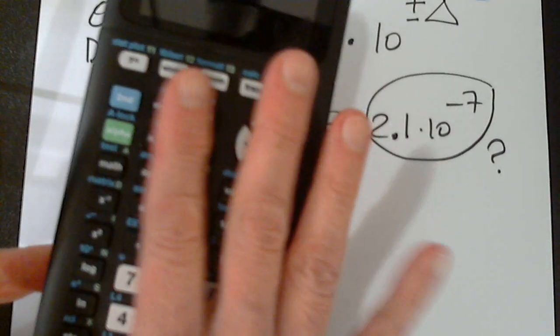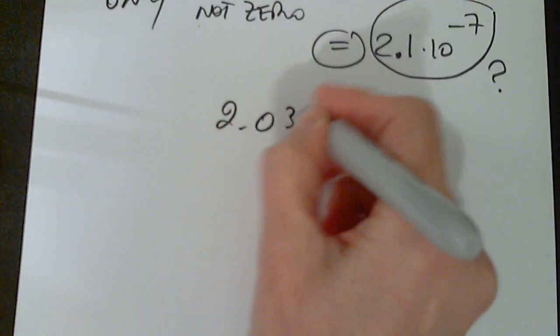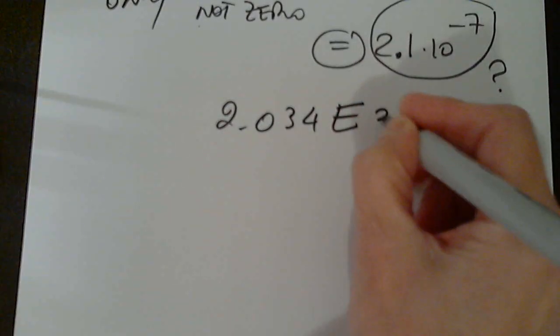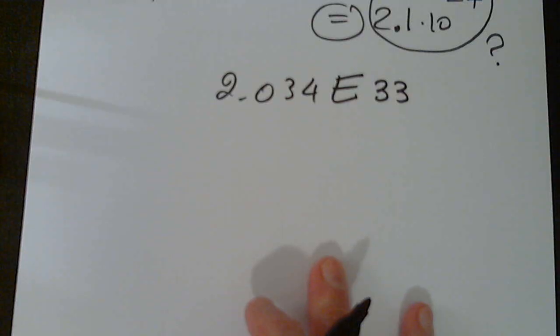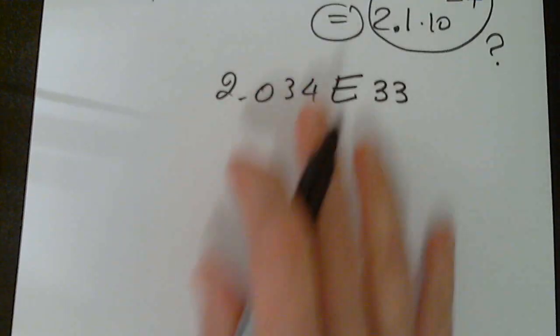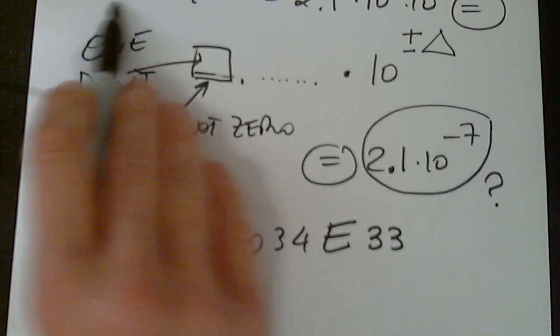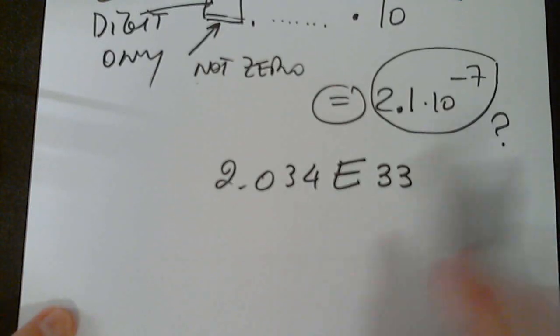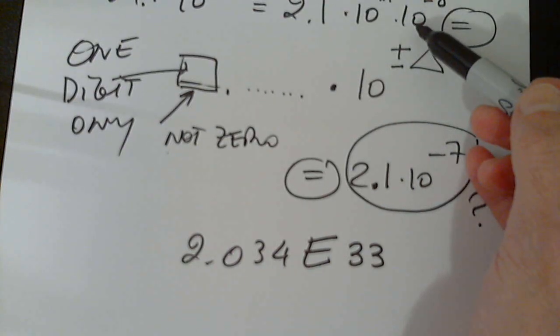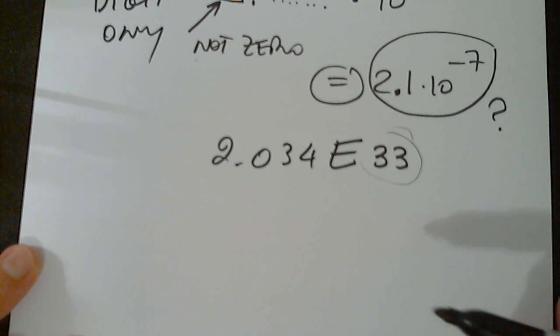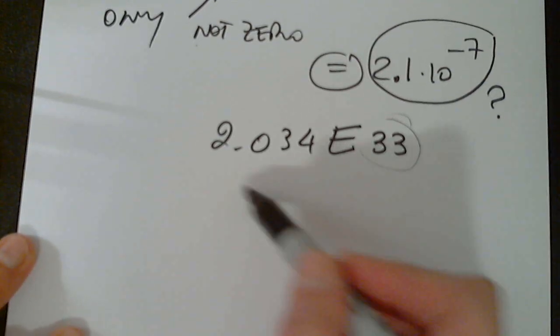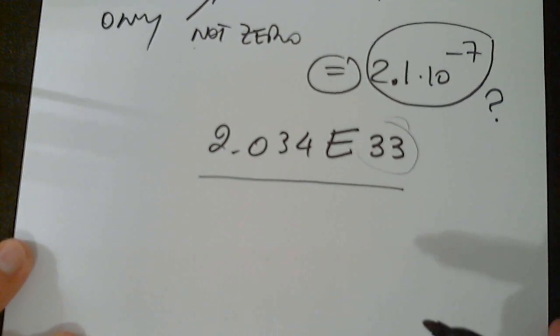And I have the calculator in the background. So when we use the calculator and we get a number like this, for example, what does this mean? This is the scientific notation. It means 2.0 and so on times 10 to power 33. We have to be able to understand what this means.